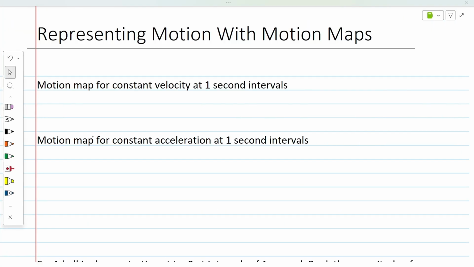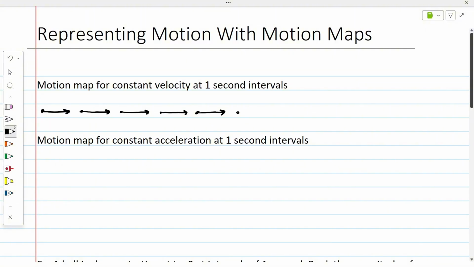A motion map is basically just an object in motion that's shown using intervals of a certain time. In this first example, we'll show what a motion map looks like for a constant velocity with 1 second intervals, for example. This time could be anything. We'll start by drawing a little dot and an arrow. For a motion map of constant velocity, the points will be evenly spaced apart, with the arrows being of the same magnitude. This arrow in this case will represent the velocity.